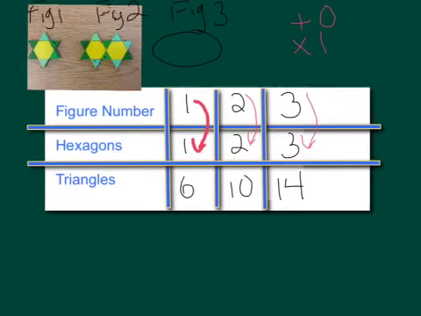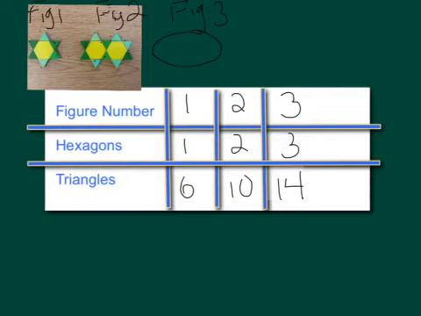So then if we wanted to find out how many hexagons there would be in the 3,702nd figure, we would just plus 0 or times by 1 and find out that our answer would be just like that.